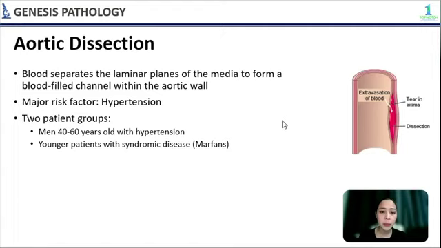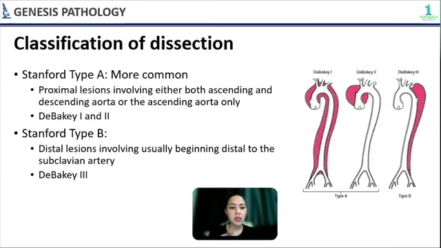So the major risk factor is hypertension. It occurs principally in two groups of patients. The first are men aged 40 to 60 years old with hypertension, and among younger patients with systemic disease like Marfan's. The classic symptom of aortic dissection is a sudden onset of excruciating pain, usually beginning in the anterior chest, then radiating towards the back, and the patients feel like it's moving downward as the dissection progresses.